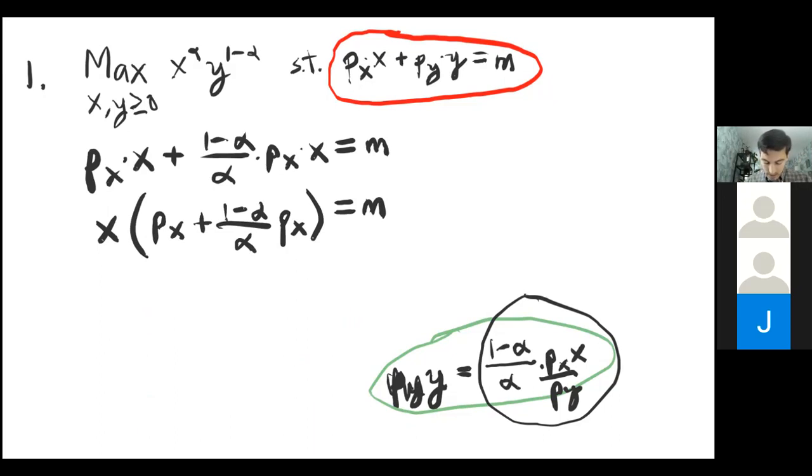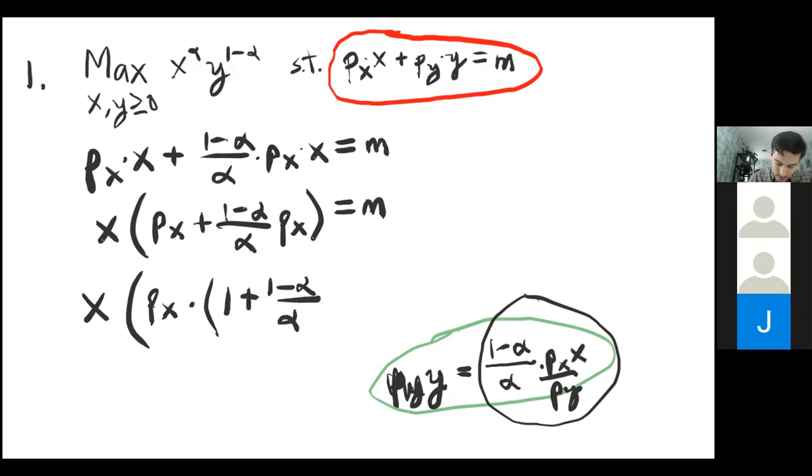Do you see any way to simplify what's in here? Let's simplify what's inside the parentheses. It's px times what? Take a px out and then do times 1 plus (1 minus alpha) over alpha. Good, which I think we can also simplify. This whole thing equals m.